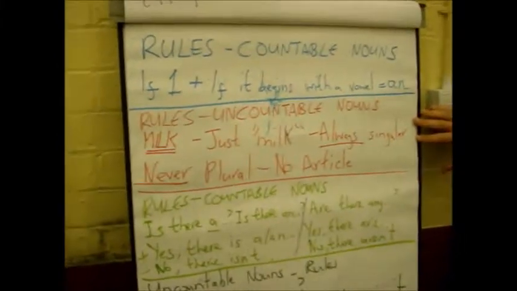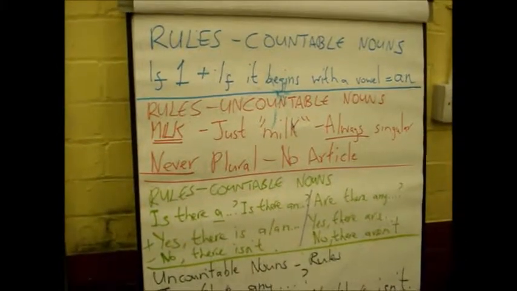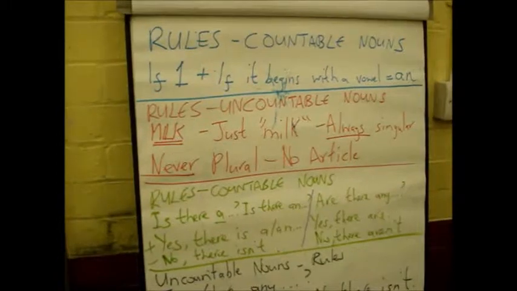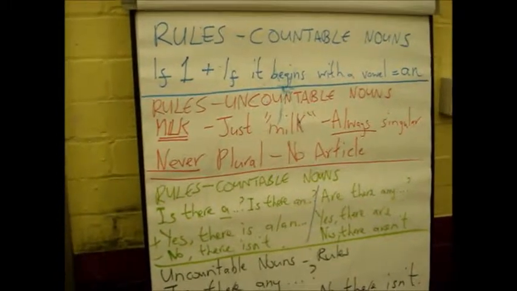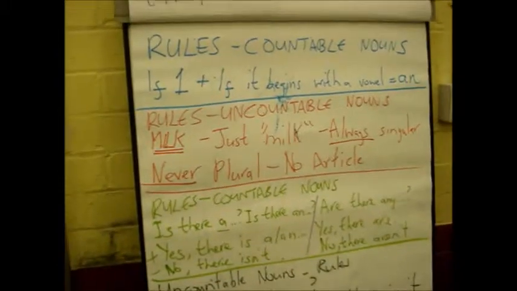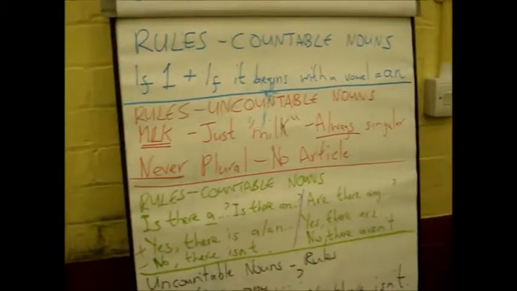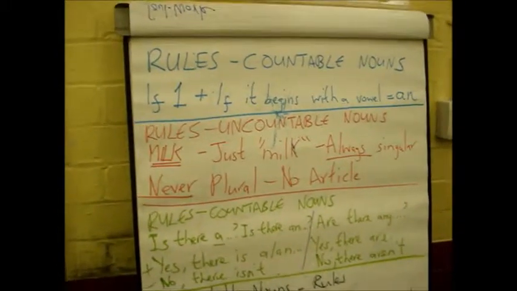For uncountable nouns, they're always singular, but we have no article and no plural. So we just say milk, that's it. Sometimes we can say some milk, a lot of milk, but no articles and no plural.